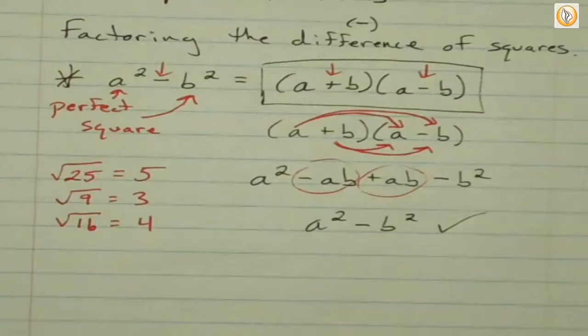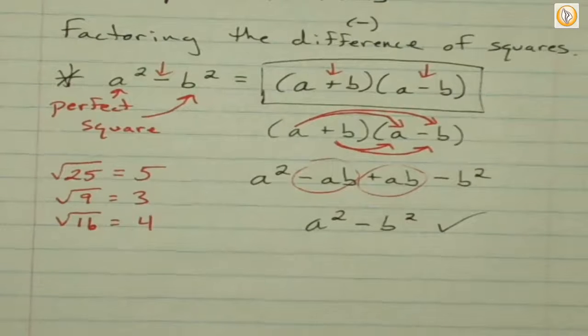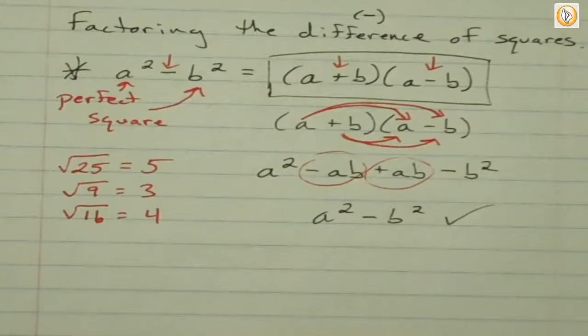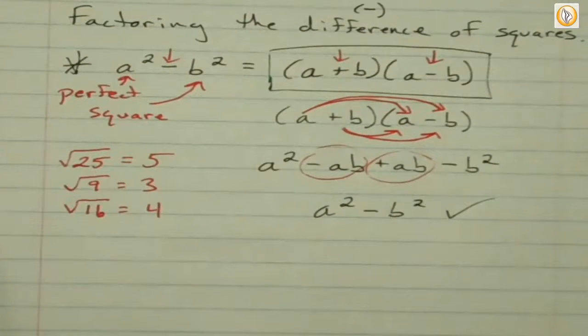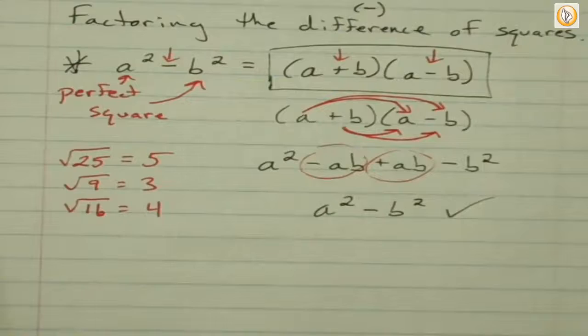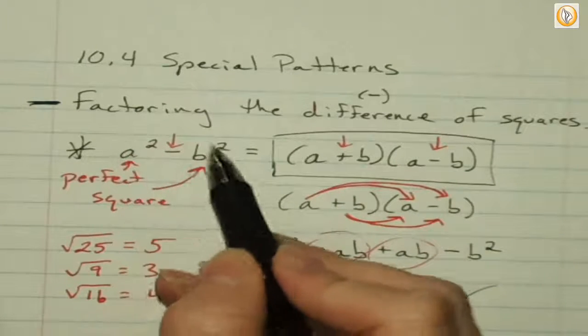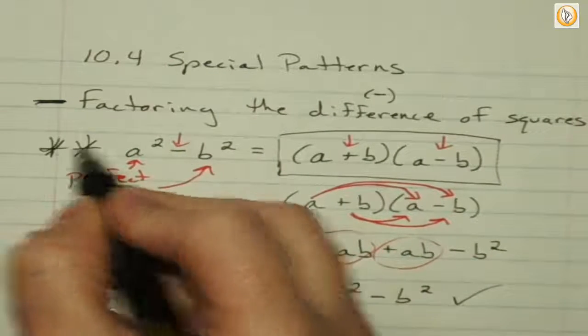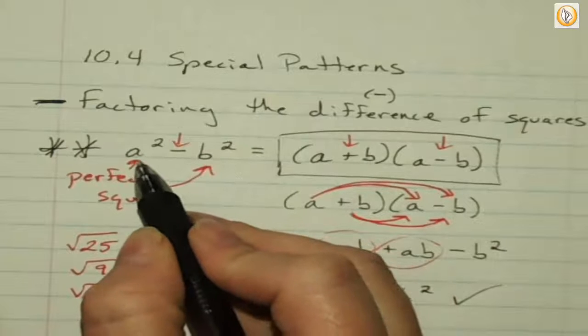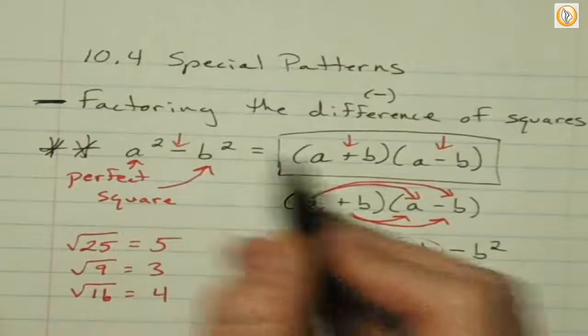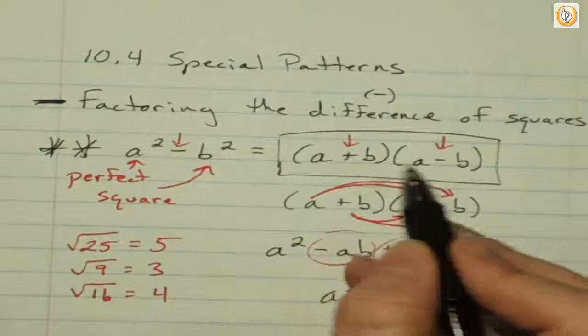Any questions about this one? Okay. Everyone caught it or still writing? Y'all good? All right. So that was factoring the difference of squares. If you have a problem that looks like this, so make sure your notes are neat, perfect square minus perfect square, your answer will be this. Okay.